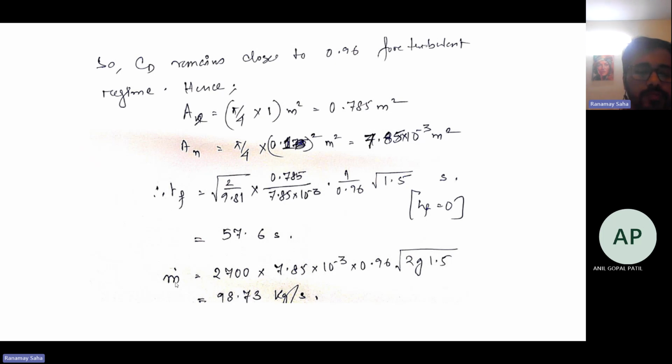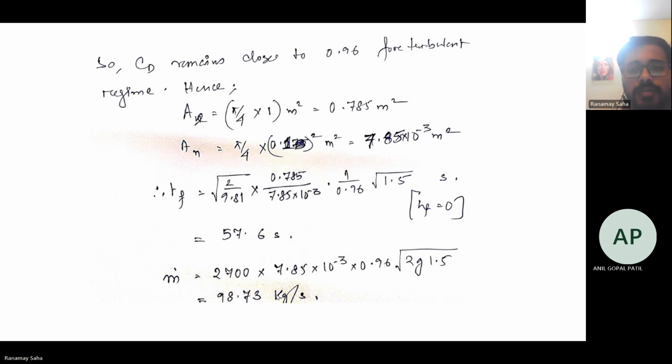Then you have to find out the discharge, the rate of mass flow of molten metal through the nozzle. Again, rho A V, where rho is the density of the molten metal, which is 700 kg per meter cube. The area of the nozzle, AN, is 7.85 times 10 to the power minus 3. Then you have CD times root of twice GH, with H being 1.5, the height. And you find the mass flow rate is 98.73 kg per second.